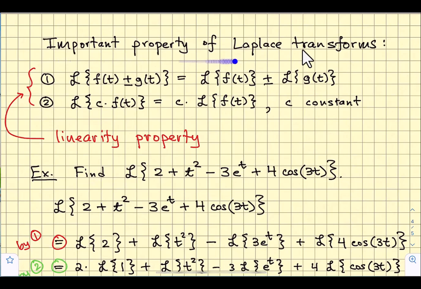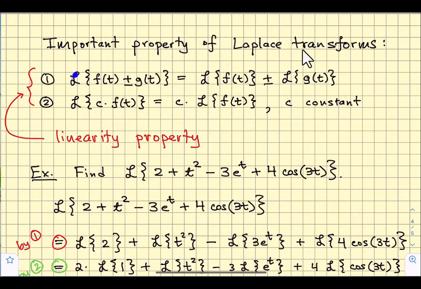So one important property of Laplace transforms is what was called in calculus the linearity property. When you can take an operation and break it up over addition and subtraction, and you can factor out constants, then these two properties together are called the linearity property. And the Laplace transforms enjoy the linearity property.